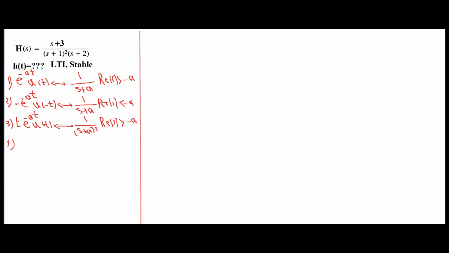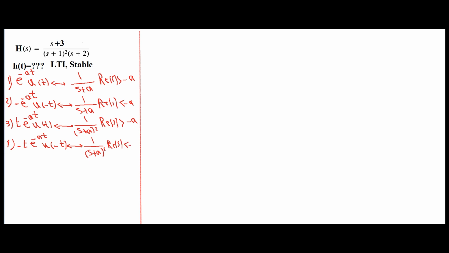The third point is that the Laplace transform of t e to the power of minus at u(t) is equal to 1 divided by s plus a squared, with the ROC real s greater than minus a. The fourth point is that the Laplace transform of minus t e to the power of minus at u(minus t) is also equal to 1 divided by s plus a squared, but with the ROC real s less than minus a.